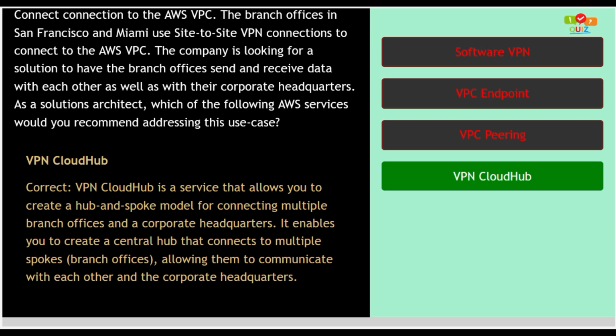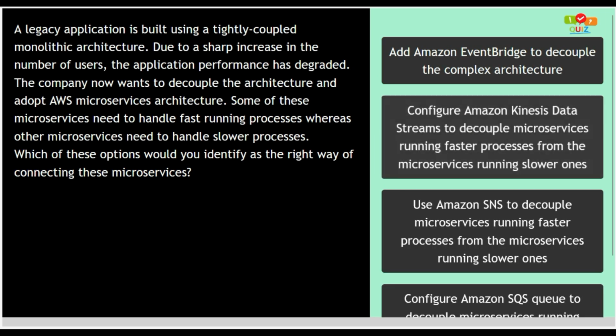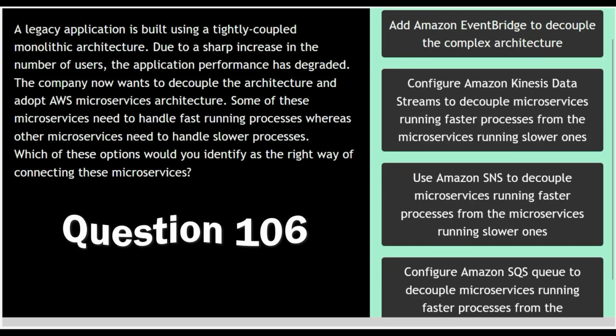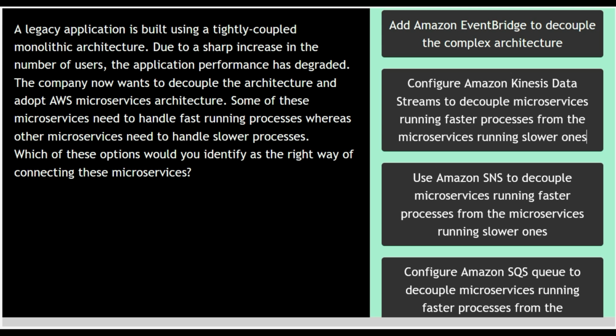Got it? Let us move to the next question. This is going to be the last question for this video. Okay. So, a legacy application is built using a tightly coupled monolithic architecture. Due to a sharp increase in the number of users, the application performance has degraded. The company now wants to decouple the architecture and adopt AWS microservices architecture. Some of these microservices need to handle fast running processes, whereas other microservices need to handle slower processes. Which of these options would you identify as the right way of connecting these microservices?